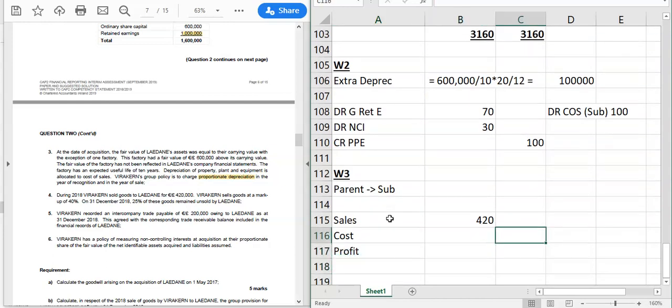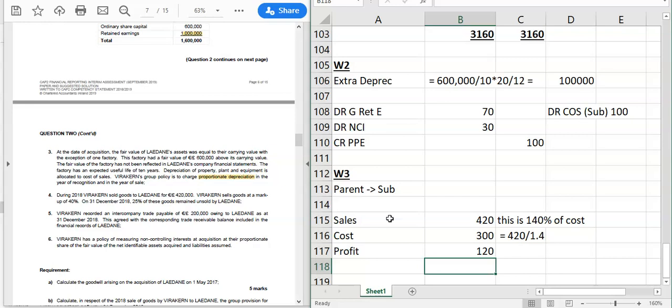So your cost here, we're not told it directly, we are told that it sells goods at a markup of 40%. That means this is 140% of cost. That's how markup works. So 420 is 140% of cost. So get your cost here as 420 divided by 1.4. So 420 divided by 1.4 is 300. And the profit the parent made on those sales is 120,000.